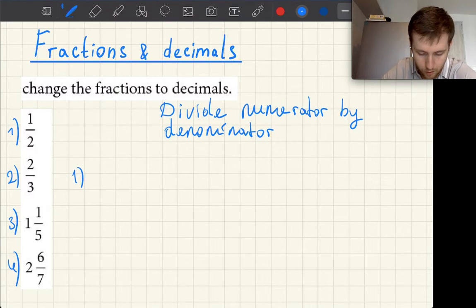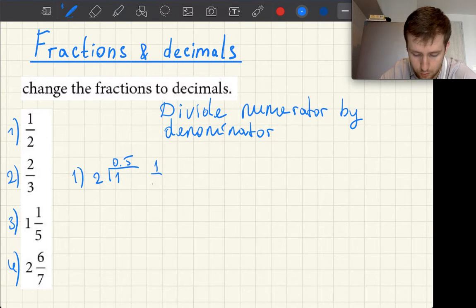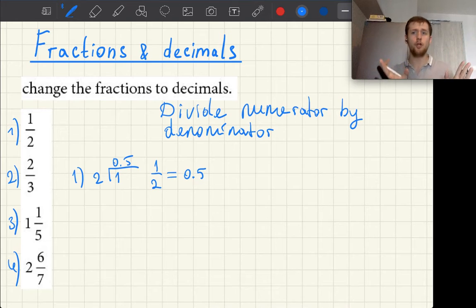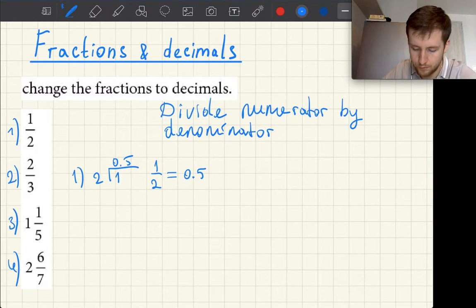First of all, 1 over 2. So we just do what we do. 1 divided by 2. That's going to be equal to 0.5. All right. So 1 over 2 equals 0.5 as a decimal. This one is very, very common. So you might as well memorize that 1/2 is 0.5 because you'll see it very, very often.